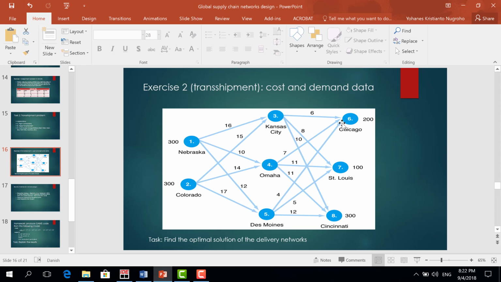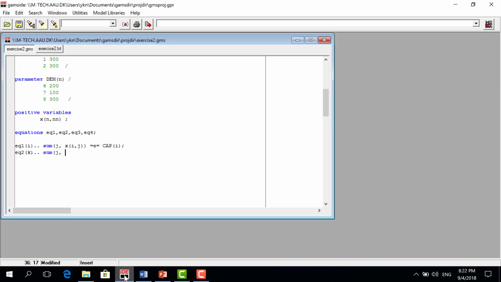xjk to satisfy demand at k. So we have a single j to satisfy several demands at k, and therefore we have here x j comma k is equal to demand of k, and semicolon.